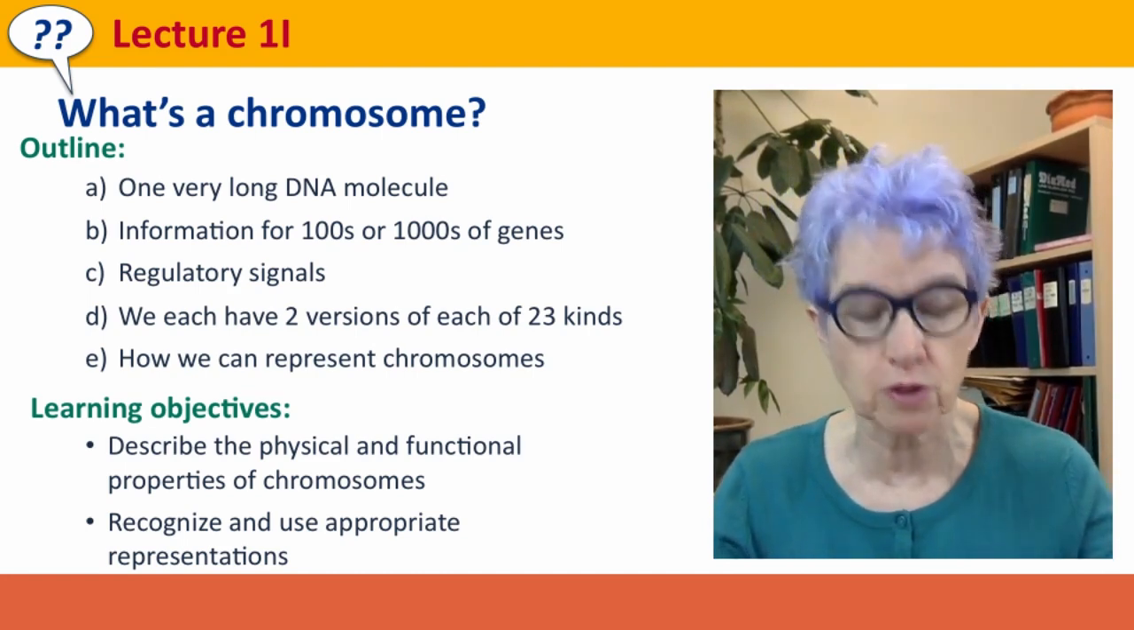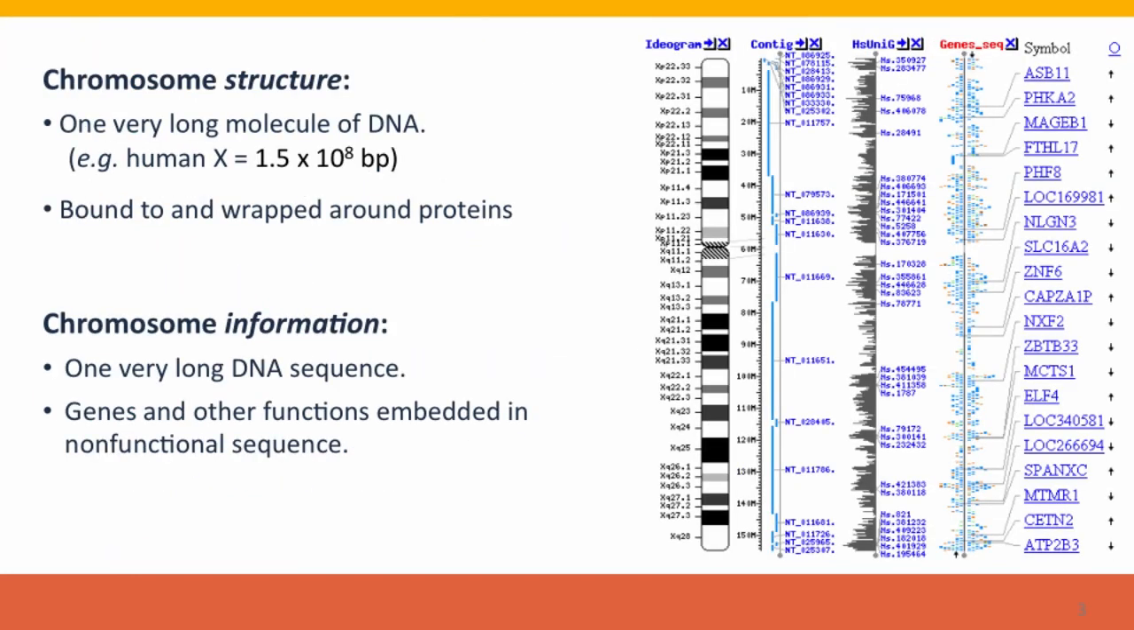can represent chromosomes. Now, structurally, a chromosome is one very long molecule of DNA. Human chromosome X is 150 million base pairs long, very long. And the DNA isn't naked in the cell. The DNA is bound to and wrapped around proteins, as we described earlier.